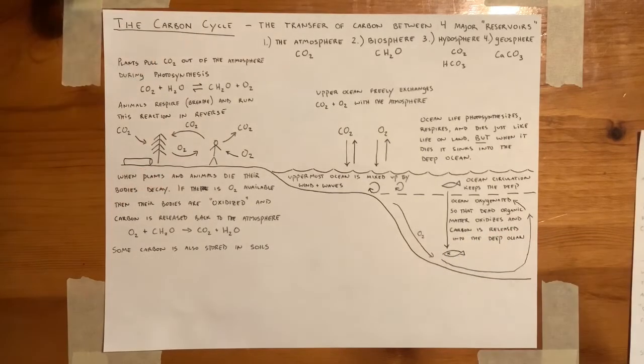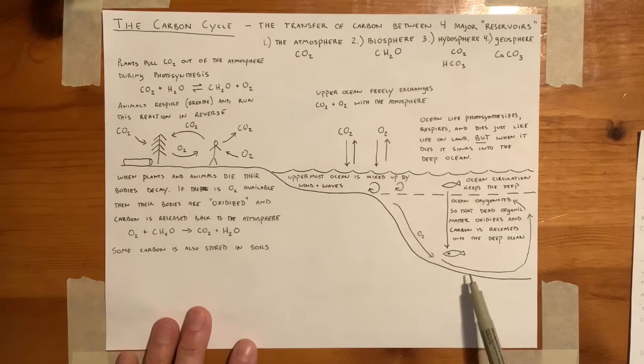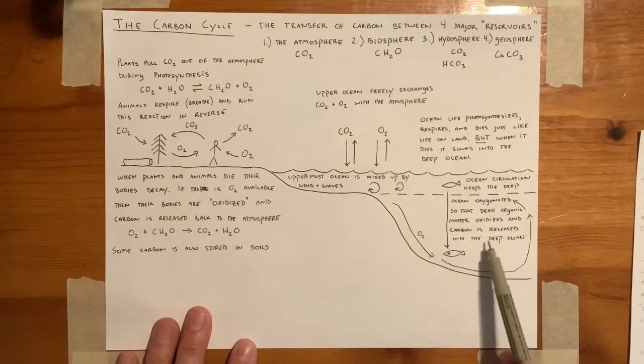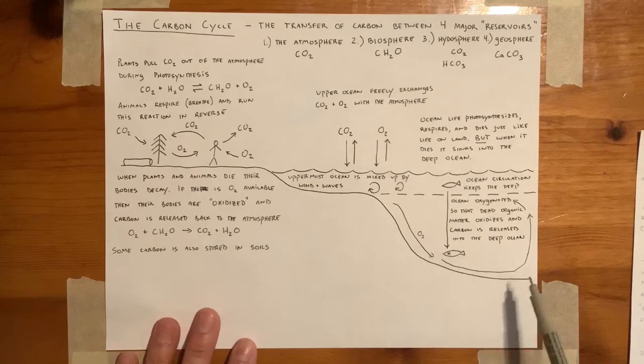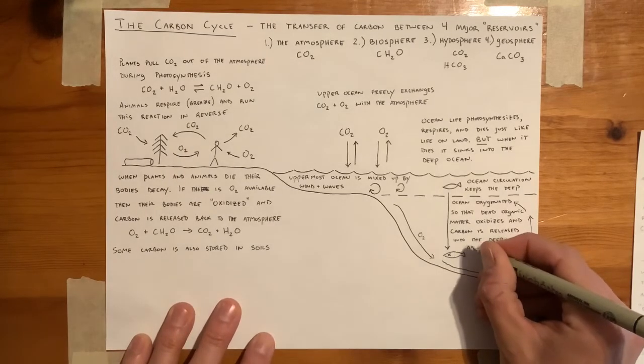Okay, so large-scale ocean circulation means that these deep waters have oxygen, and that when these dead fish and dead critters die, their bodies can be oxidized, and carbon is going to be released into the ocean. Only this time it's going to be released as dissolved CO2.